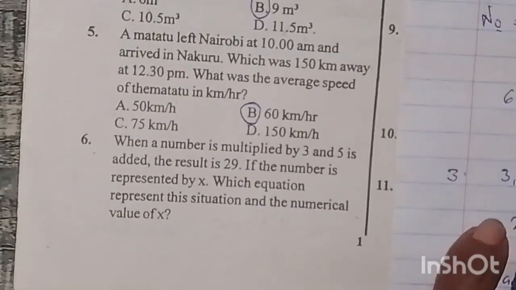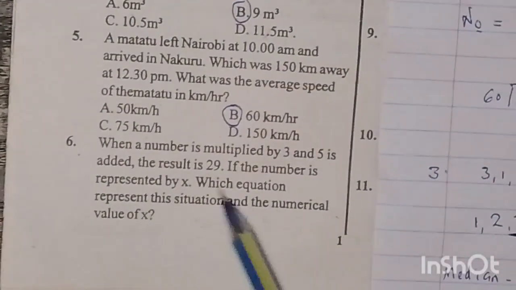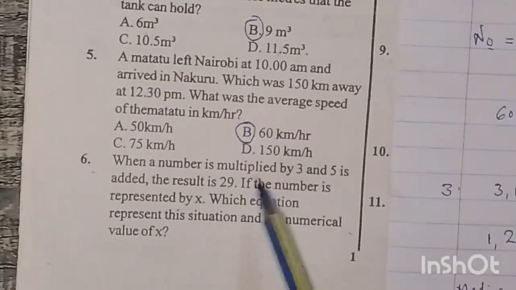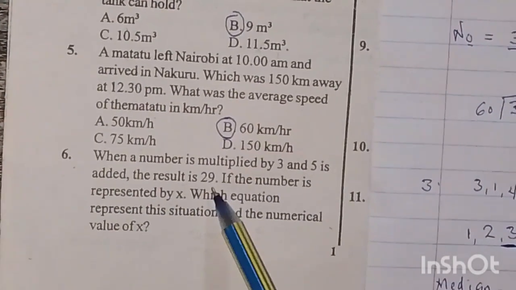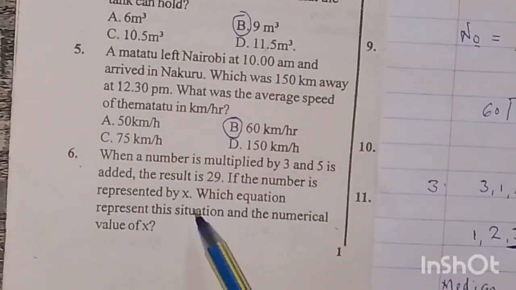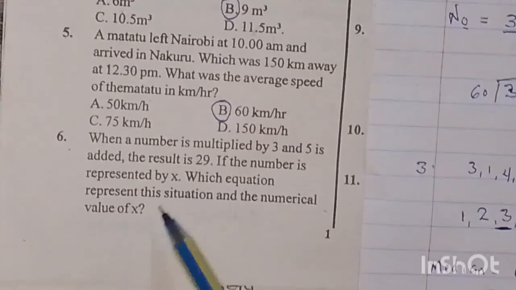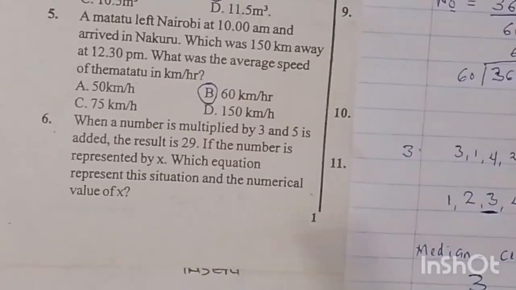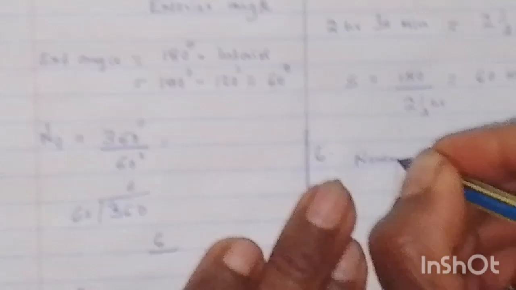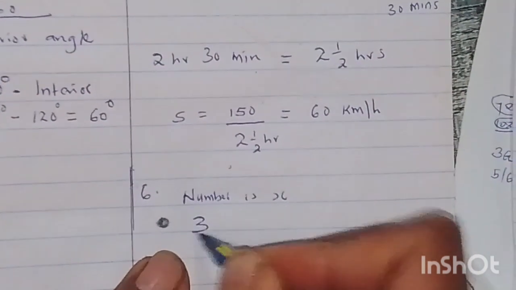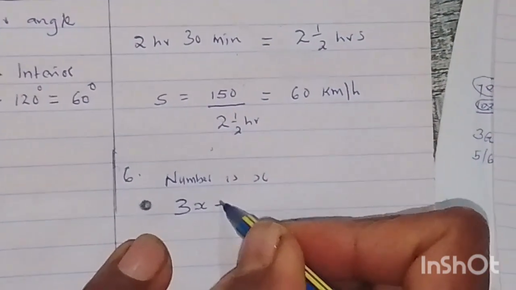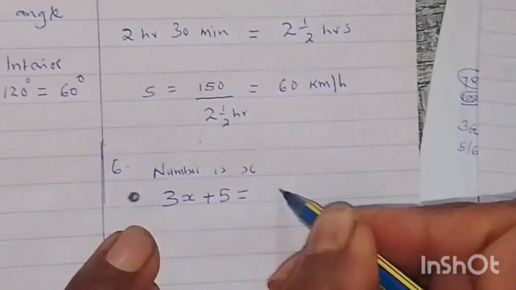Now, go to question number 6. When a number is multiplied by 3 and 5 is added, the result is 29. If the number is represented by x, which equations represent this situation and the numerical value of x? You say the number is x. Now, the number is multiplied by 3. Therefore, the number x is multiplied by 3, 3x. Then you add 5. The answer is 29.